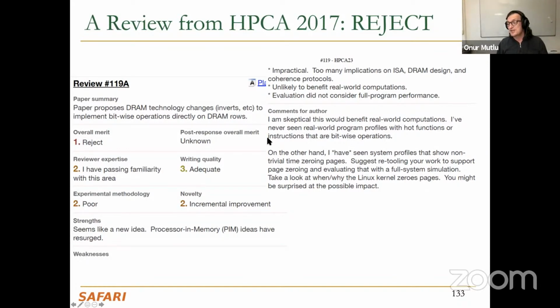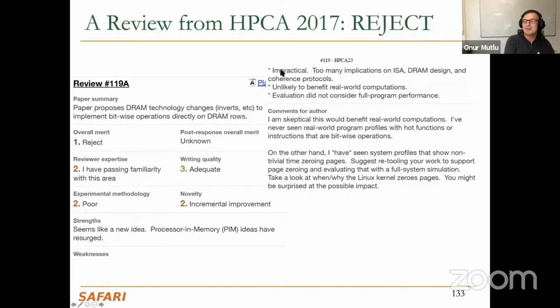Again, the purpose is to understand what's wrong with these reviews and not to be these reviewers. So, okay, you can see that it says the strength seems like a new idea. Processor and memory ideas have been researched. This is a very sloppy review, I would say. This reviewer doesn't want to really acknowledge something about the paper. It seems almost like he has some hidden agenda in rejecting the paper.